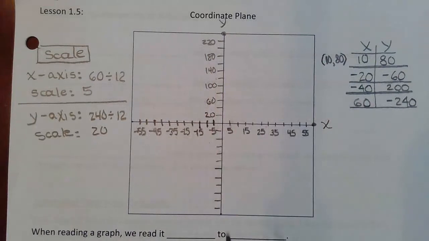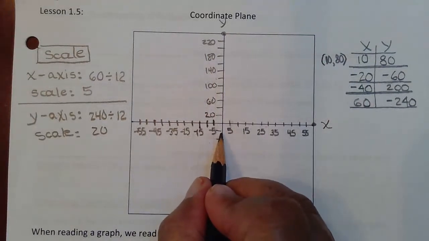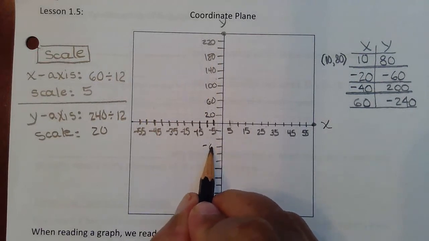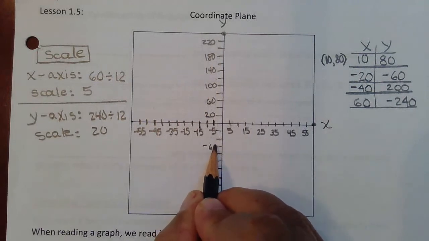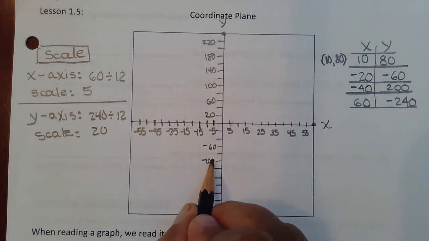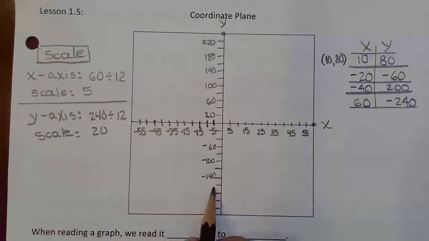Likewise, going down the negative side. Now I can't put a number in there because it's just going to smash into everything. So that'll be negative 20, negative 40. I'll start right here. Negative 60, negative 80, negative 100, negative 120, negative 140, 160, 180, 200, 220, and then right down here will be negative 240.